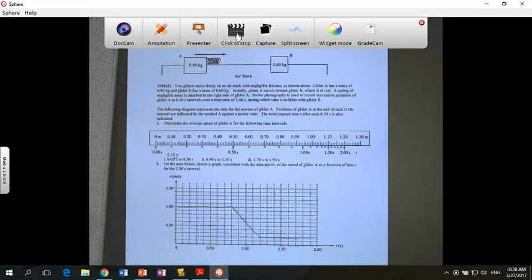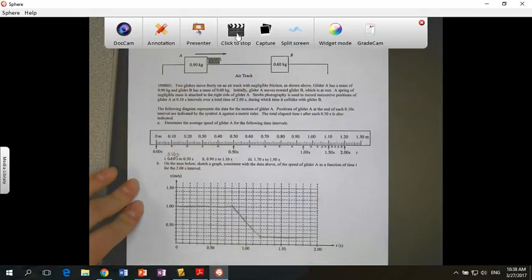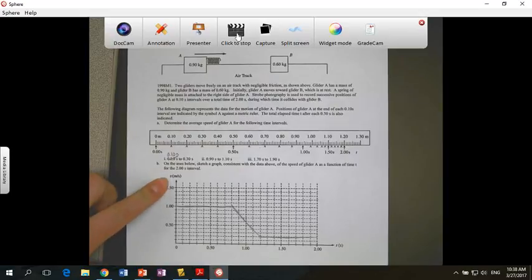Then for part B, you're asked to sketch a graph, consistent with the data above, of the speed of glider A as a function of time for the 2 second interval. So be careful here, because a lot of people want to just start plotting these points out. That would be if you're doing a distance versus time graph. Here we're doing velocity versus time.